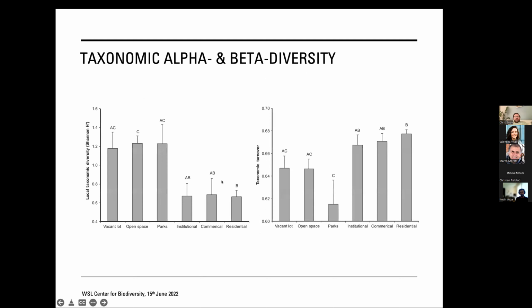For taxonomic diversity, alpha diversity was quite high where there was low investment, and quite low where there was high investment. But we saw the general trend that we wanted to see going from low investment to high investment when it came to beta diversity. Institutional, commercial, and residential were generally higher than where there was hypothesized low investment in species composition.